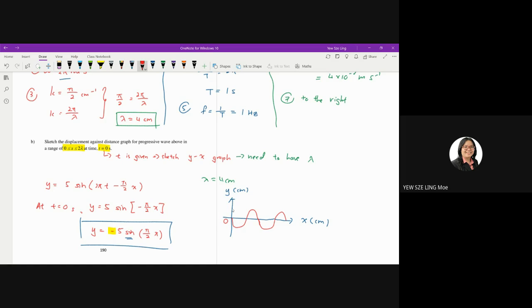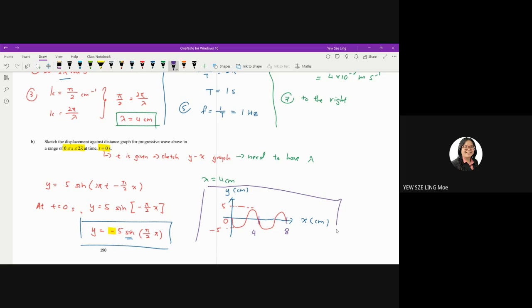So this is 0, and then the maximum value here is 5. Here is a negative 5. And then don't forget, for one cycle, it is equal to 4 cm. So the second cycle is 8 cm. So that is the thing that you need to label, the lambda, all right? So that's it. That is a complete answer for question B.